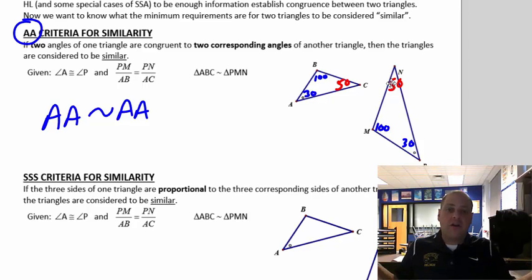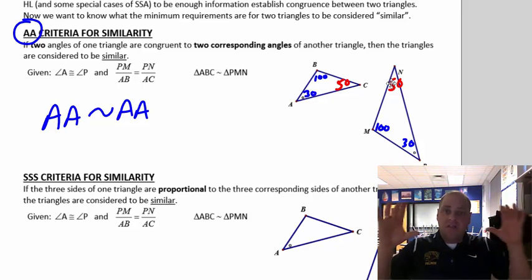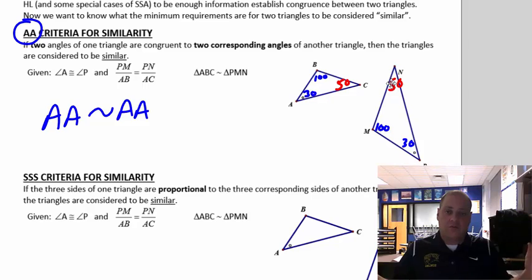So, if we want to prove that triangles are similar, or if they ask us, are these triangles similar? As long as you know two pairs of congruent angles, you are guaranteed similar triangles, because 2 means 3, and we already know that 3 pairs of corresponding angles mean similar triangles. We've talked about that already.